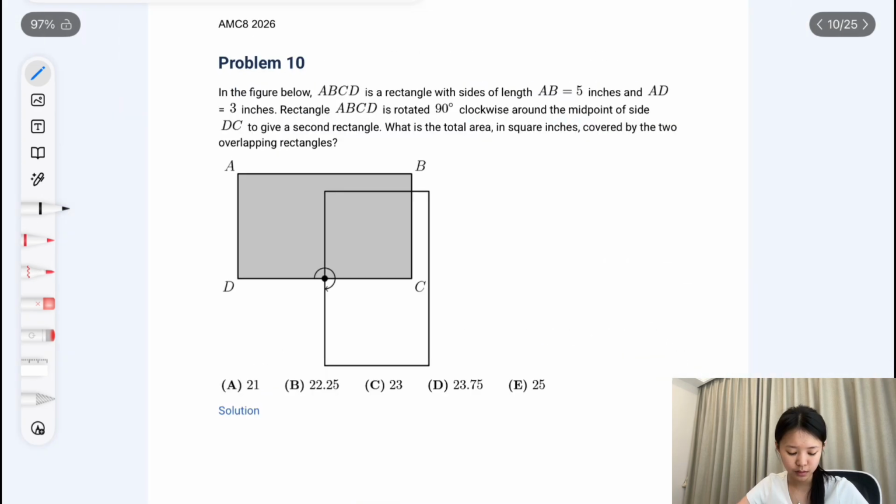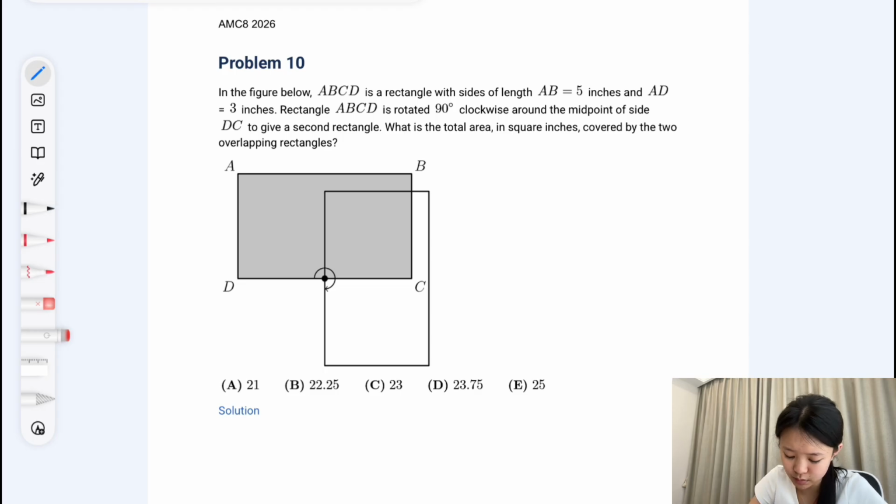Question 10. In the figure below, ABCD is a rectangle with side length AB equals 5 and AD equals 3. Rectangle ABCD is rotated 90 degrees clockwise around the midpoint of side DC to give a second rectangle. What is the total area in square inches covered by the 2 overlapping rectangles?